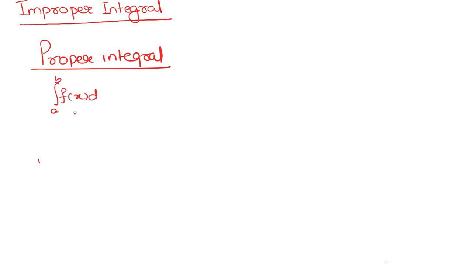Today we are going to learn about improper integral. So before learning about improper integral, let us see what is proper integral. An integral a to b f(x) dx is called proper integral if two conditions are satisfied, first and second.